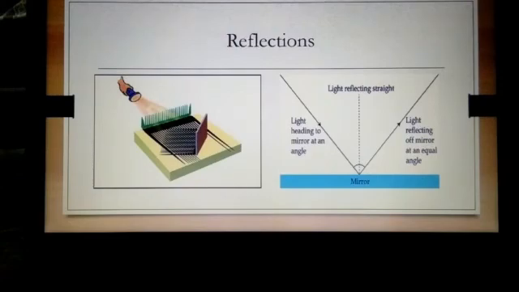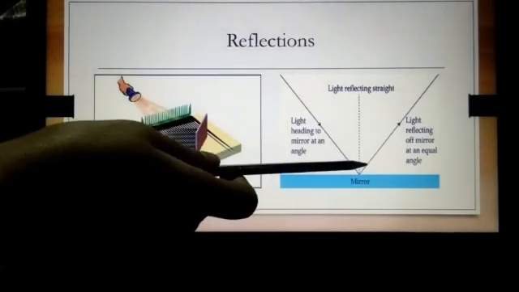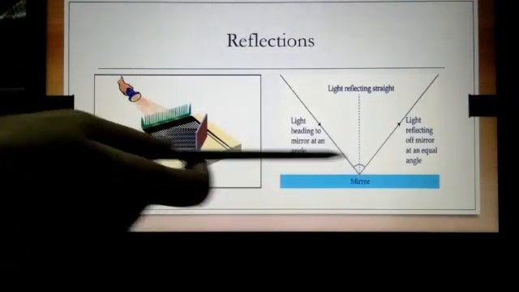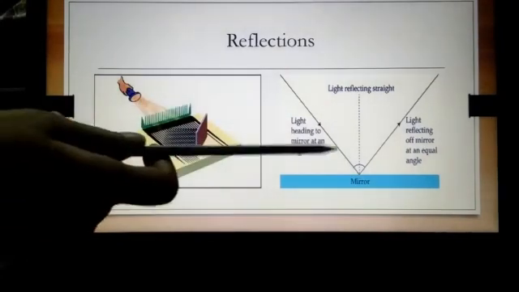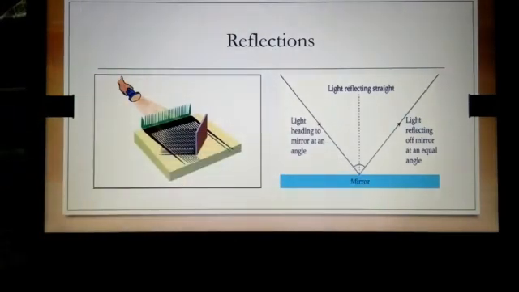So, we can derive the laws of reflection. The first law, the angle of incidence is equal to the angle of reflection. Second law, the incident ray, reflected ray and normal all should lie in the same plane.